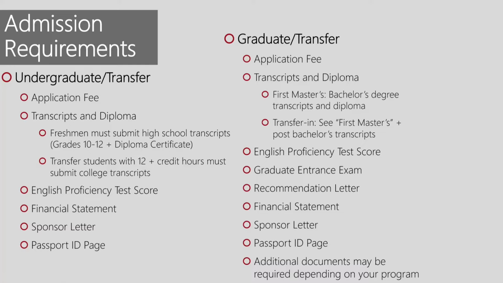If you are a transfer student from a university and you have at least 12 credit hours, which is typically 1 or 2 semesters, and you are questioning whether or not you qualify as a transfer student, please contact your recruiter and we'll let you know. But if you are just coming out of high school, we need to make sure that you have grade 10, 11, and 12 mark sheets and your diploma or certificate of completion, which is also known as a provisional certificate.